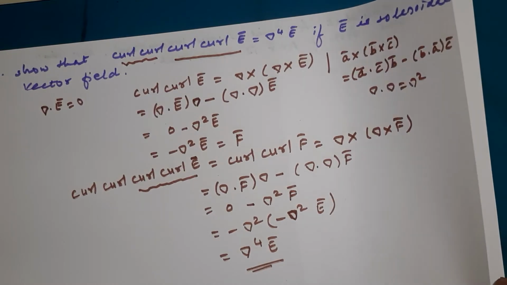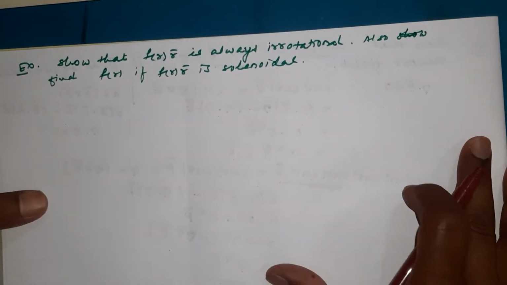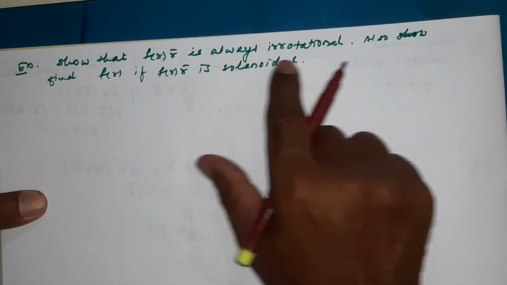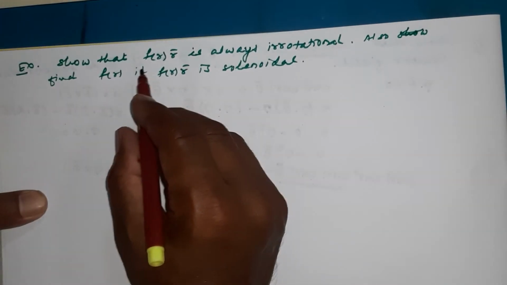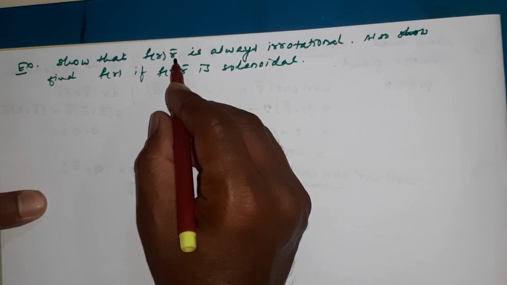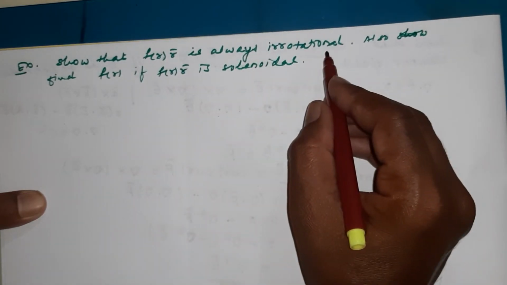Now we will take one more example. Here the example is related to irrotational and solenoidal vector field. So the question is, show that f of r into r bar is always irrotational. See the question carefully. Show that f of r into r bar, this product f of r into r bar, is always irrotational.